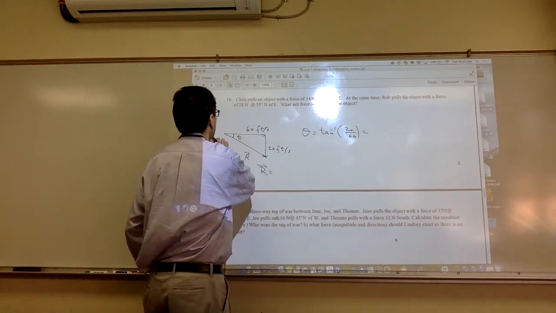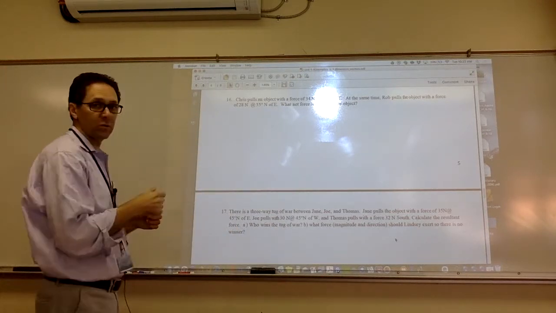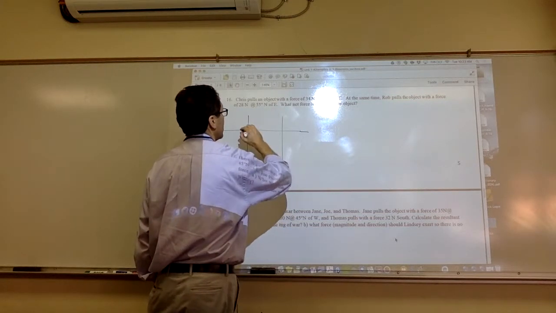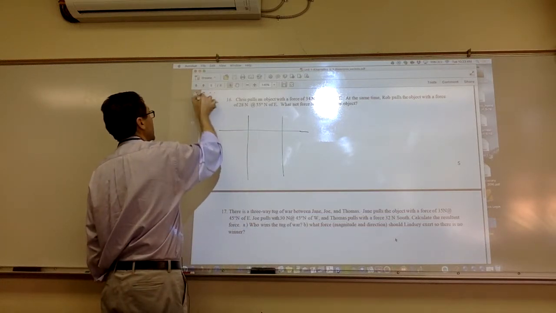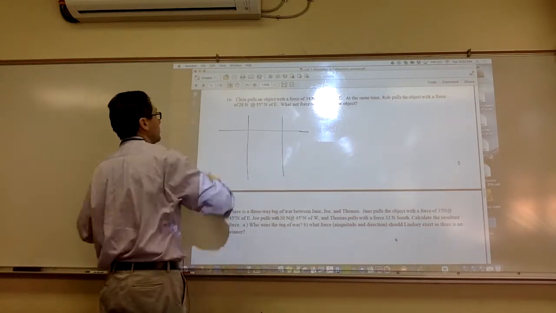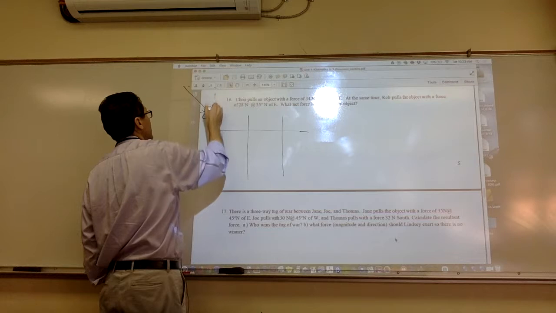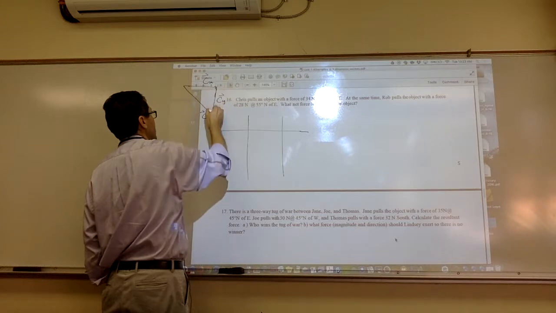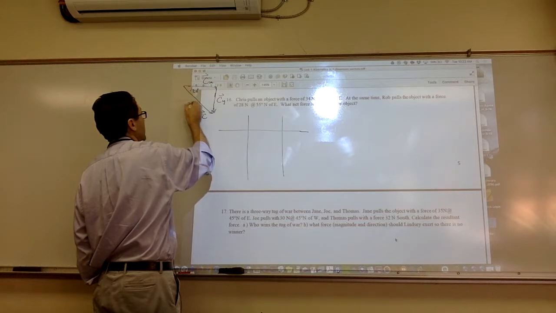All right, for number 16, I'm going to do it two ways. I'm going to do the vector resolution, and I'm going to do law of cosines also. All right, so here we go. So for Chris, it falls south of east. So here is Chris, and this angle here is 20 degrees. I'll make the triangle. So here's the x component, and here's the y component. So for Chris, this angle here is 20 degrees, and this is 34 newtons.